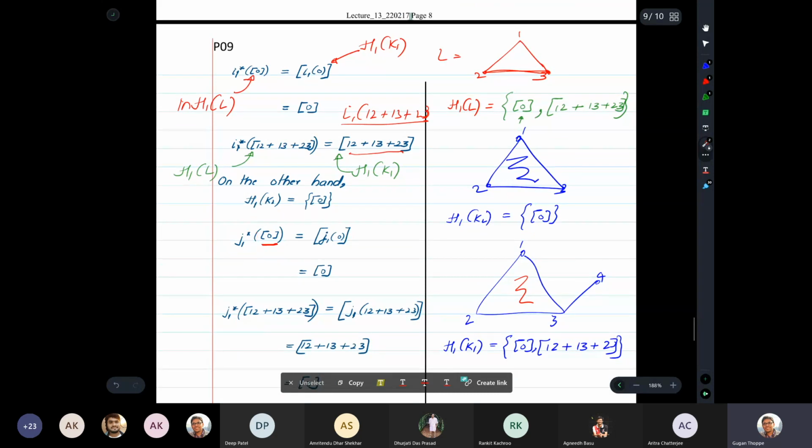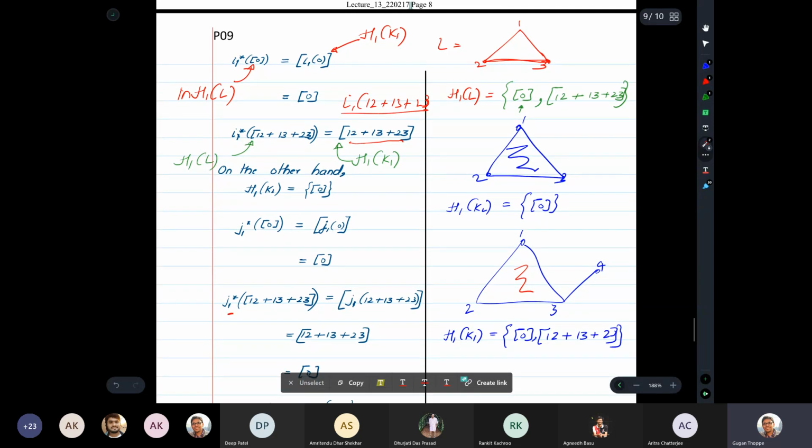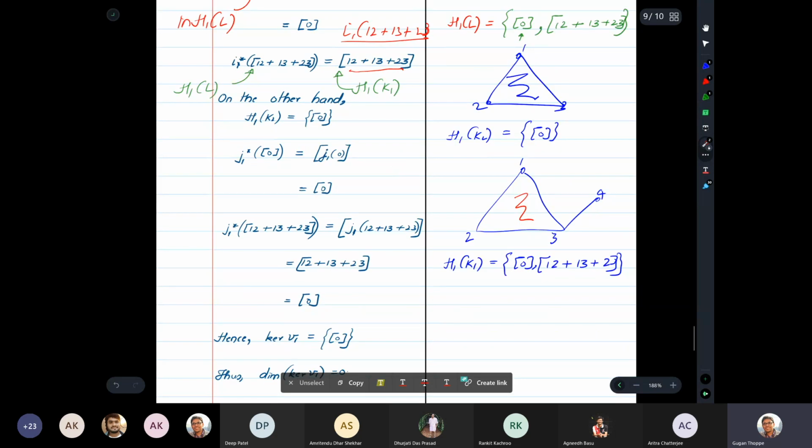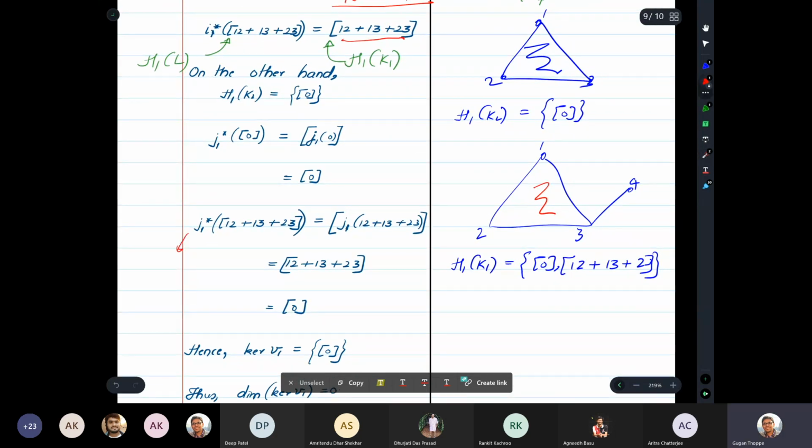Okay, J1 star maps 0 to J1 of 0, which is 0 again. Now what about J1 star of [1,2]+[1,3]+[2,3]? This is what we have to be careful about. This is J1 of [1,2]+[1,3]+[2,3], and then you look at the equivalence class. This is in H1 of K2. J1 of [1,2]+[1,3]+[2,3] is simply [1,2]+[1,3]+[2,3], and this is the equivalence class. And I'm claiming that this equivalence class in H1 of K2 is the equivalence class of 0 itself.